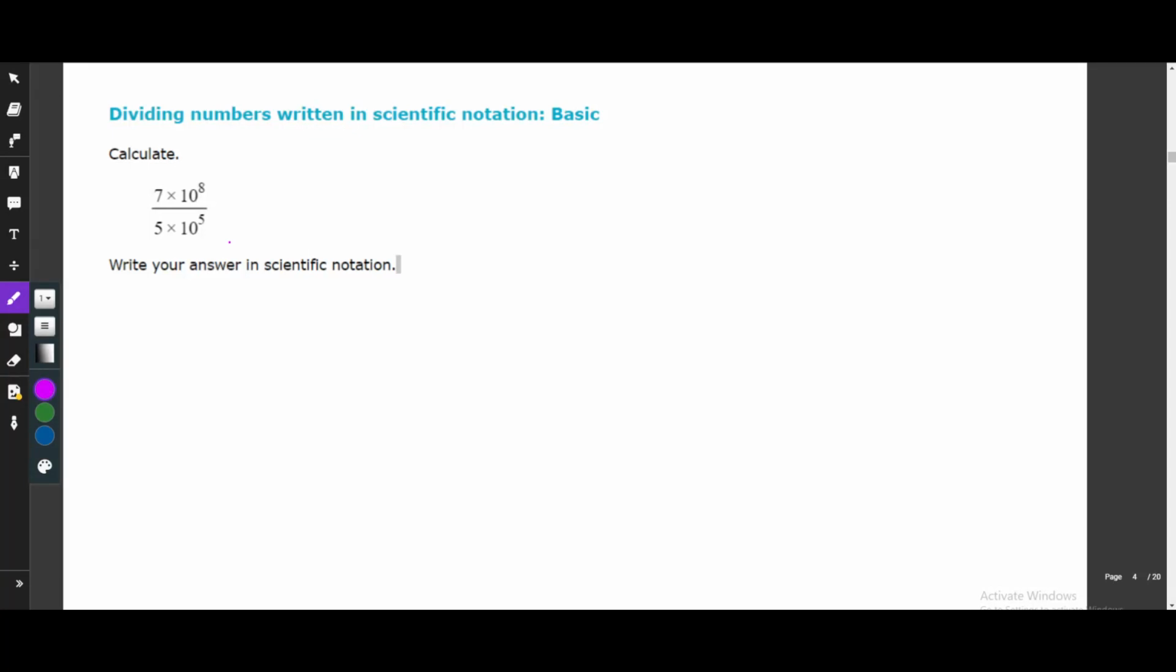All right, so defining numbers written in scientific notation. Remember, scientific notation is always going to be one digit, a decimal point, and then whatever other digits you have, and then times 10 to some exponent. The exponent is going to be the number of spaces you've moved your decimal.